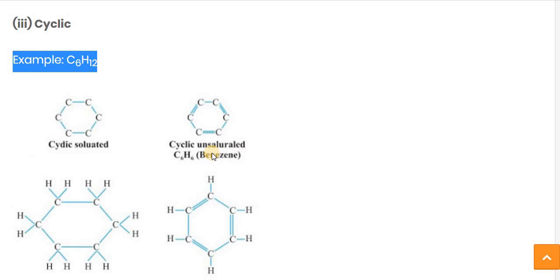And the second one is a cyclic unsaturated hydrocarbon. Why is it called unsaturated? Because here between the two carbon atoms there is a double bond present. So this formula becomes C6H6, and this is called benzene. How exactly it occurs, we will see in the next lecture.